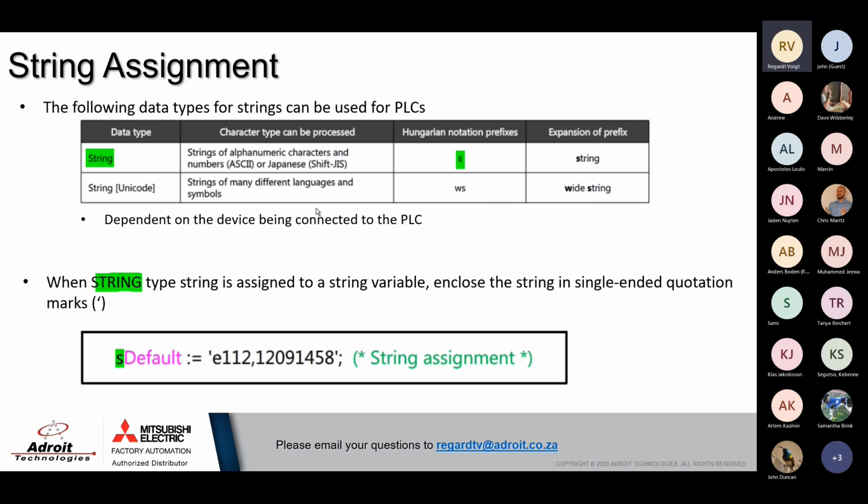Okay, so it will always depend on the application and your device being connected to it. In this case, when you scan a standard string, which would be in 90% of the cases, you'll just have a single S as a prefix to your variable in a PLC. Another point to take into account is that your string value will need to be enclosed by single-ended quotations. So just keep that in mind there.